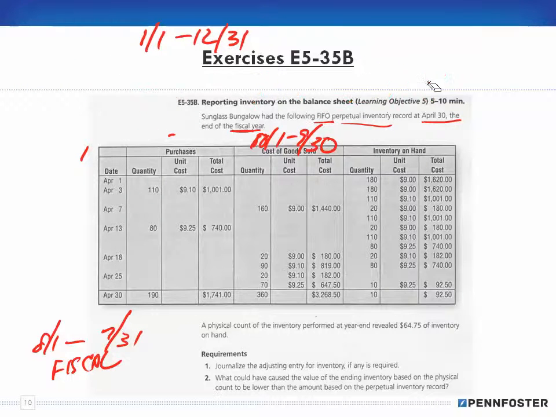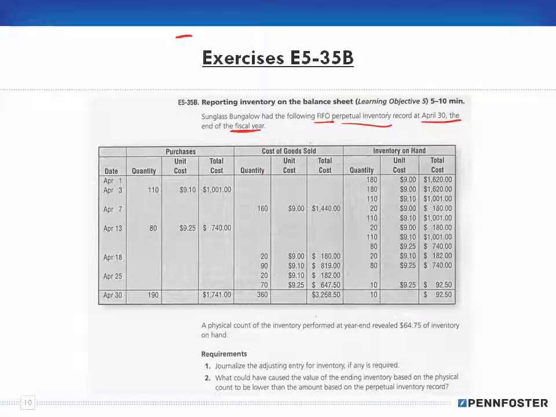Because this problem is talking about having the end of a fiscal year, and we just want to make sure that you understand what the fiscal year represents. So here's the record. A physical count of inventory performed at the year end revealed $64.75 of inventory on hand. So my total cost of the inventory on the record is $92.50, but my physical inventory only has $64.75. Remember, this record is what's on my books.